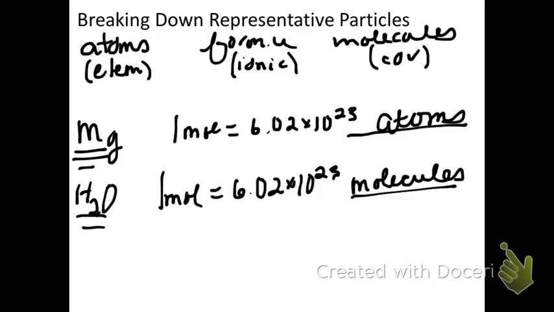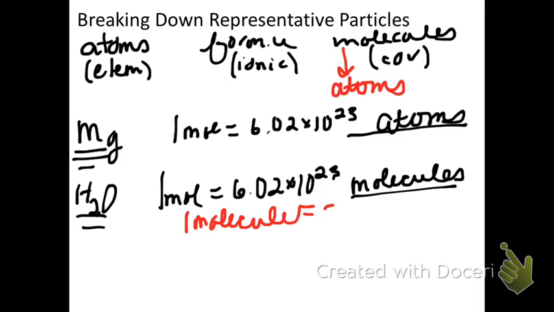But that's not to say the molecule can't be broken down, okay? A molecule can be broken down into atoms. It's true. There are hydrogen atoms and oxygen atoms in the compound of water, but it doesn't include Avogadro's number. When you look at 1 molecule of water, the question is how many atoms are there? Well, you have 2 hydrogens and 1 oxygen, so there are 3 atoms in a molecule of water.